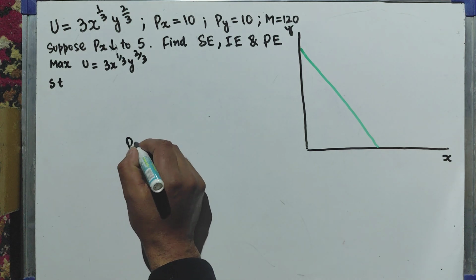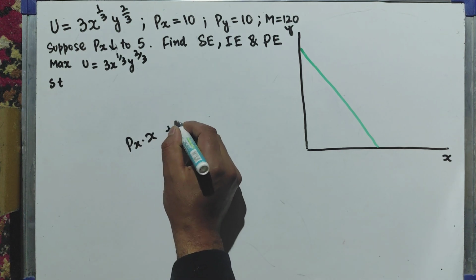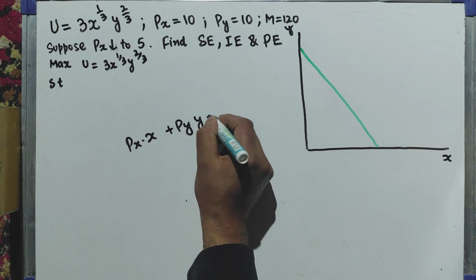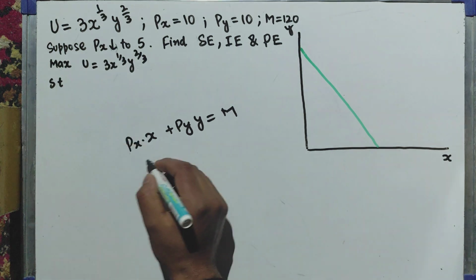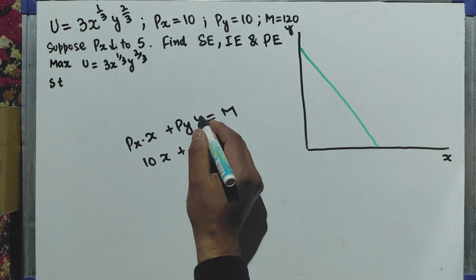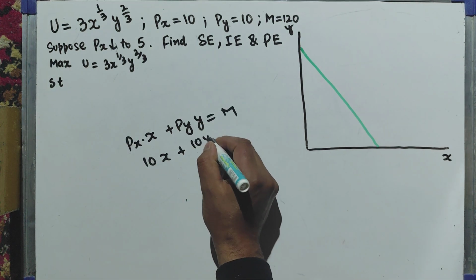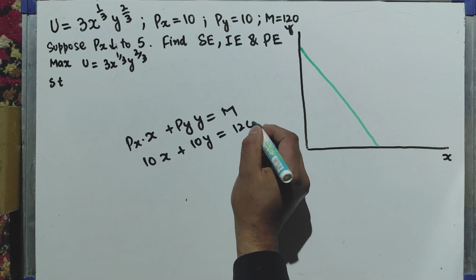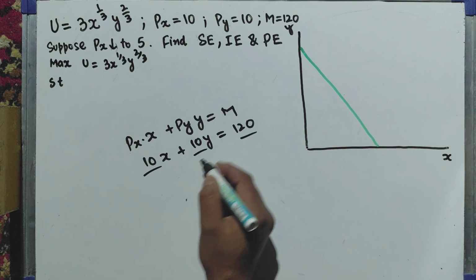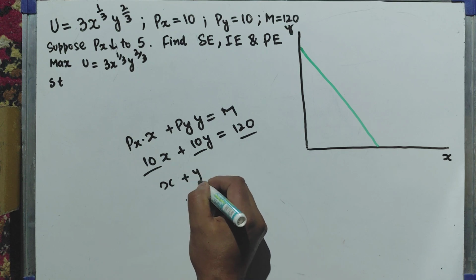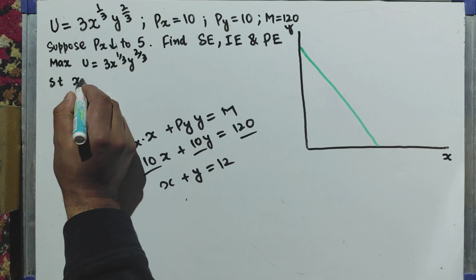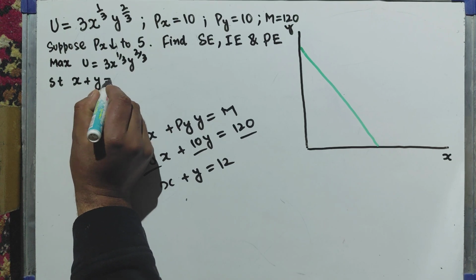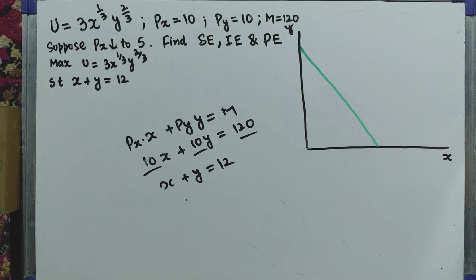That will be equal to price of good X times units of good X plus price of good Y times units of good Y should be equal to the income of the consumer. Price is initially $10, so we have 10x. Price of good Y is initially $10, so we have 10y, which should be equal to the income of the consumer. Dividing both sides by 10, we get x + y = 12. So subject to the initial budget constraint of x + y = 12, first we need to find out the initial bundle of the consumer.